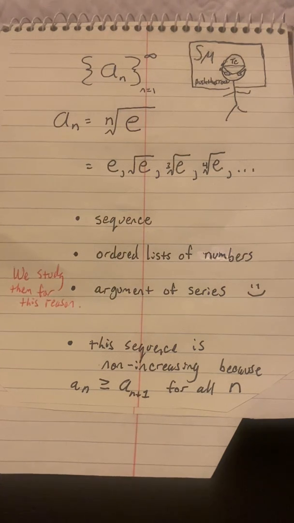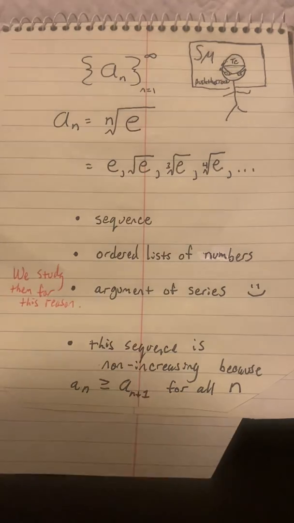This particular sequence happens to be non-increasing because every term is greater than or equal to the term that comes after it. If a sequence is non-increasing or non-decreasing, we say it is monotonic.